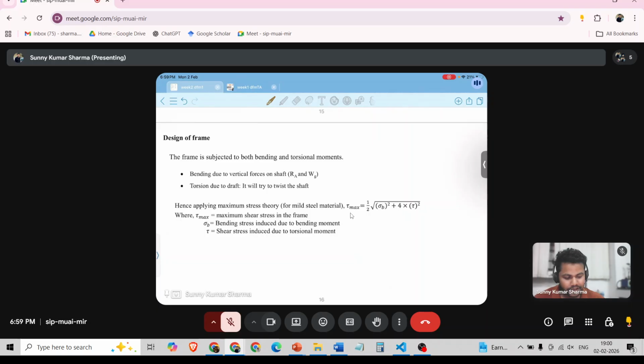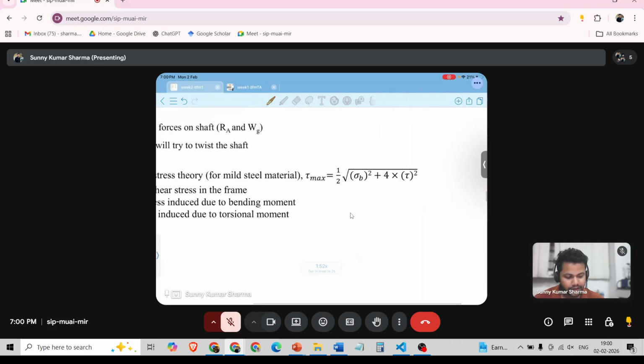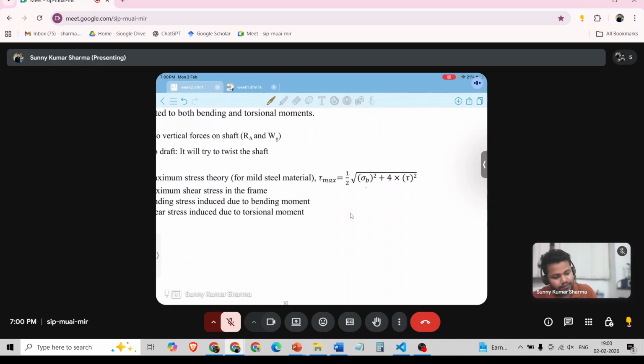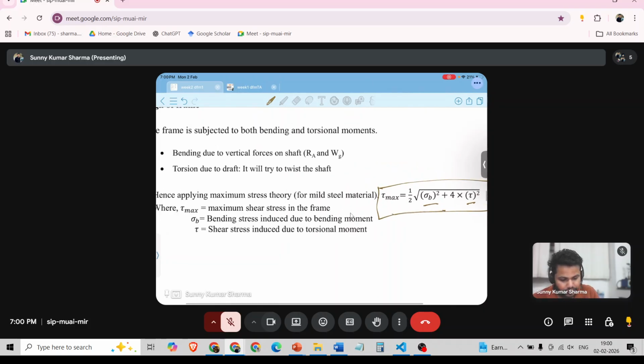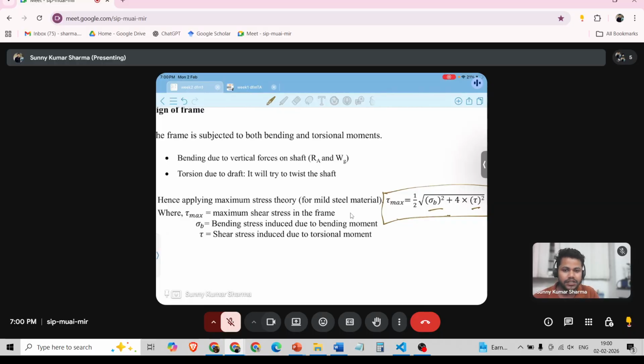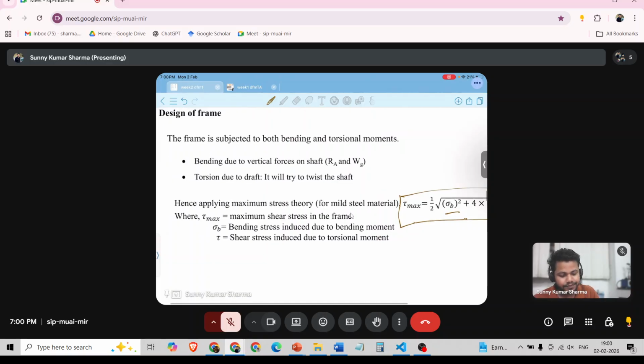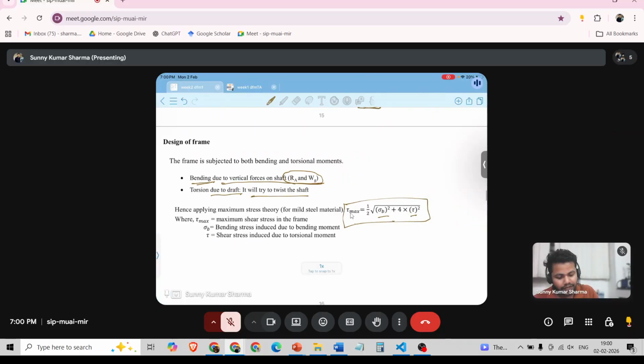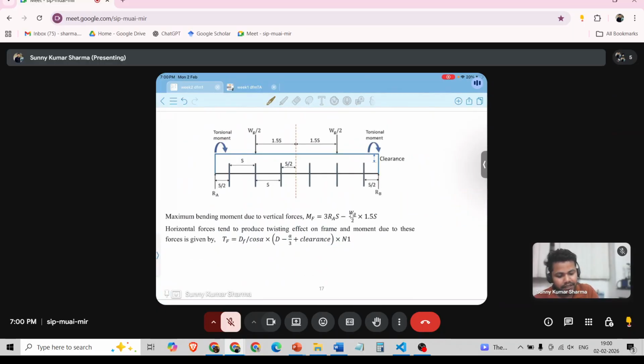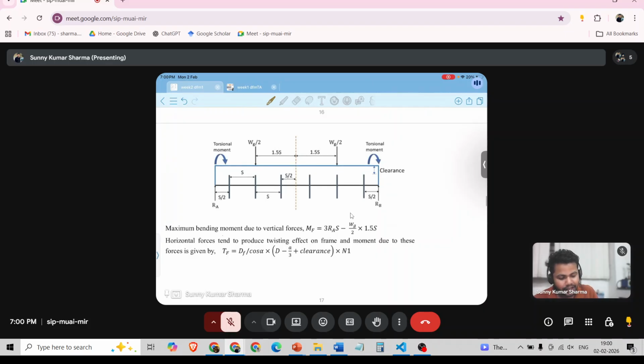And for design of frame also it is a similar thing. See this formula we have discussed. If we have both bending moment and torsion moment, we will use this tau max formula. We just need to know which force is trying to bend something and which force is trying to twist something. For the frame, RA and WG will try to bend the frame, and torsion will be due to draft. It will try to twist the shaft. So from that concept we will proceed.